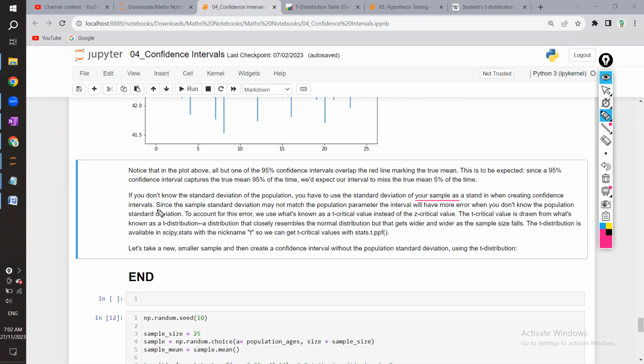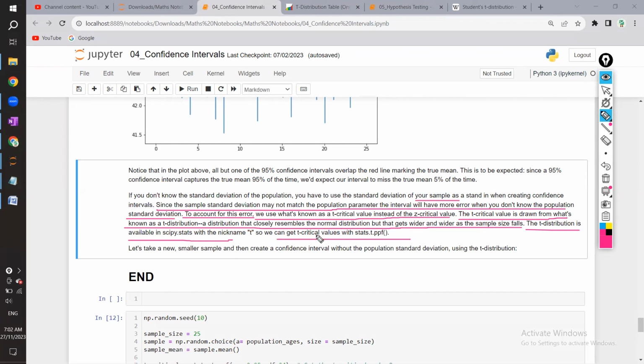Since the sample standard deviation may not match the population parameter, the interval will have more error when you don't know the population standard deviation. To account for this, we use what's known as a t critical value instead of z critical value. The t critical value is drawn from what is known as the t distribution, a distribution that closely resembles a normal distribution but gets wider and wider as the sample size falls. The t distribution is available in SciPy with the nickname t, so we can get the t critical value.